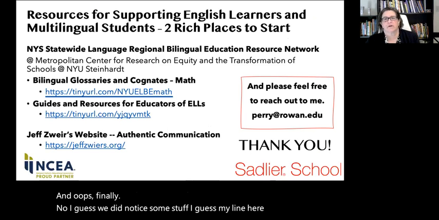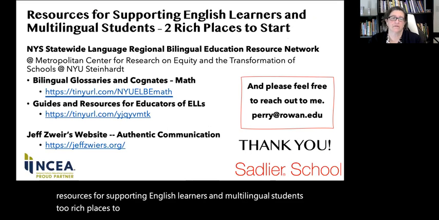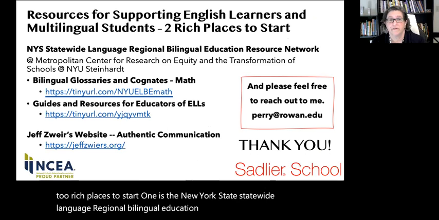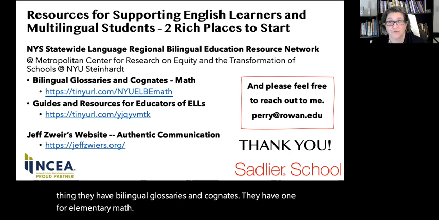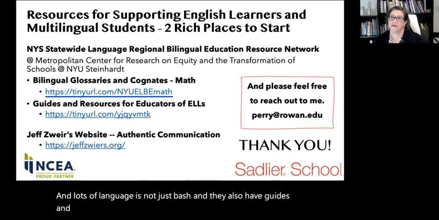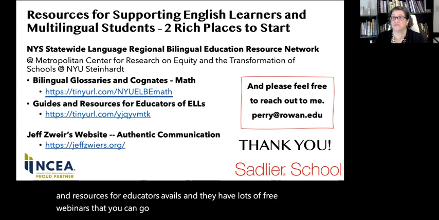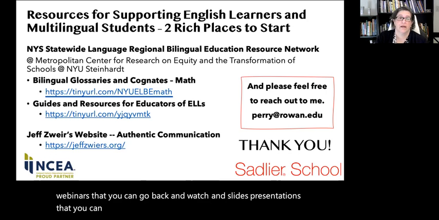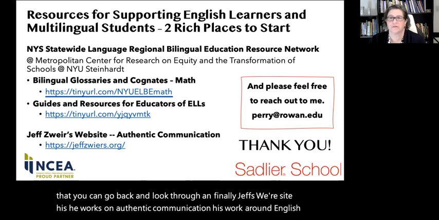So resources for supporting English learners and multilingual students, two rich places to start. One is the New York State's statewide language regional bilingual education resource network. They have bilingual glossaries and cognates. They have one for elementary math and lots of languages, not just Spanish. And they also have guides and resources for educators of ELs. And they have lots of free webinars that you can go back and watch, and slides, presentations that you can go back and look through. And finally, Jeff Zwiers' site. He works on authentic communication. His work around English learners is pretty darn amazing.